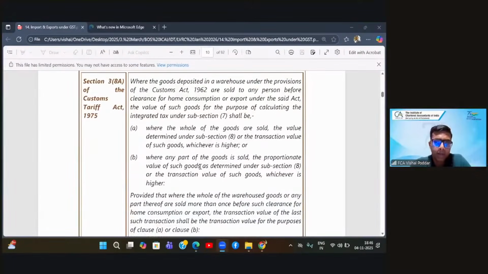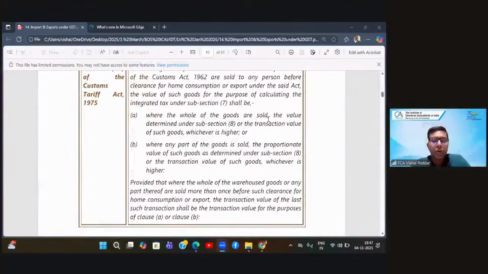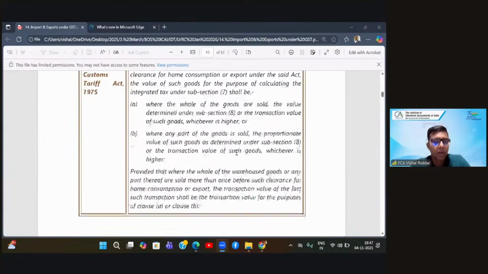So what it says, where the goods deposited in a warehouse under the provisions of customs are sold to any person before clearance for home consumption or export under the said act, the value of such goods for the purpose of calculating the GST shall be, where whole of the goods are sold, the value determined under section 8, that is above, or the sale value of such goods, whichever is higher. And even where part is sold, the same rule applies.